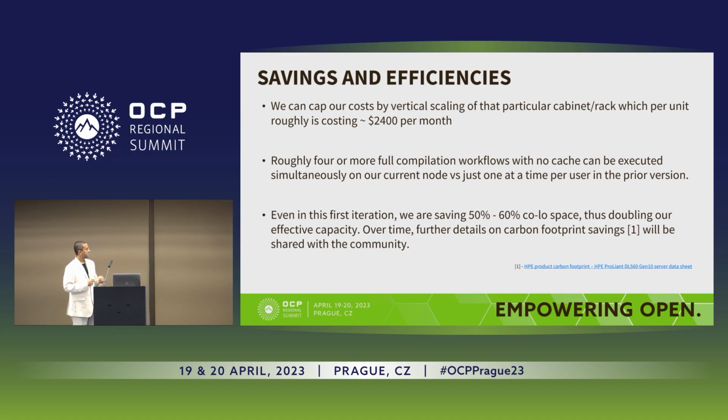So per unit, it runs to about $2,400 per month for HPE to host this on the colo. And so right now we can do roughly 4 or more full compilation workflows with no cache. So this is pretty cool. So that was sort of the major tweak that happened.